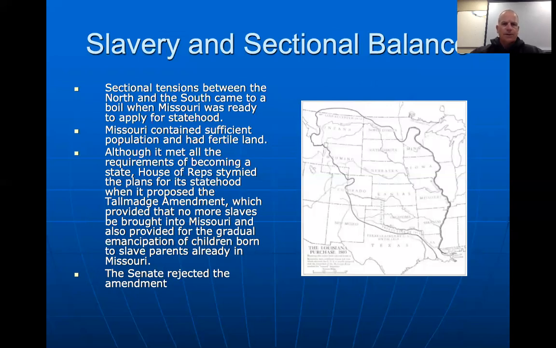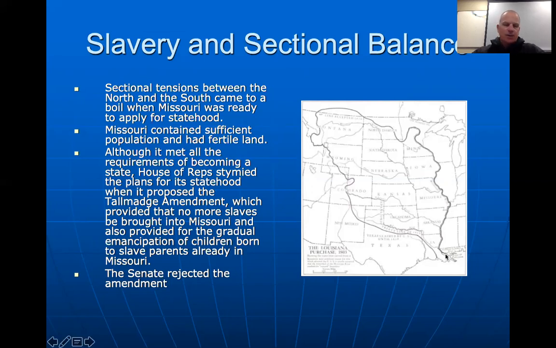So here's the area that we're talking about here. It's a circle. This is the Louisiana Purchase Territory. We'll be discussing that. But here's when things get a little bit contentious: Missouri wanted to become a state. And this is right after the Louisiana Purchase. The Louisiana Purchase went through in 1801.